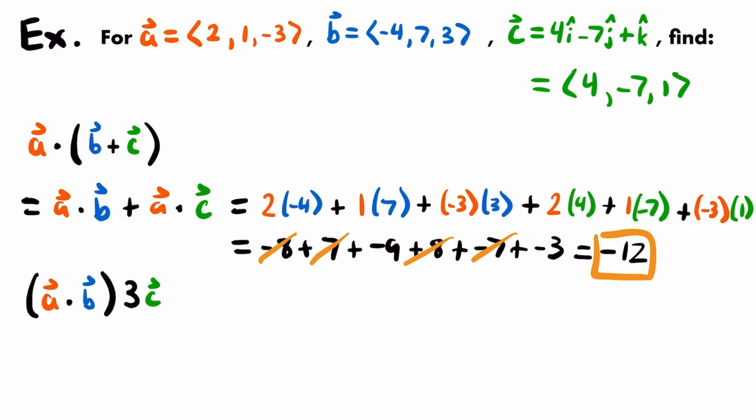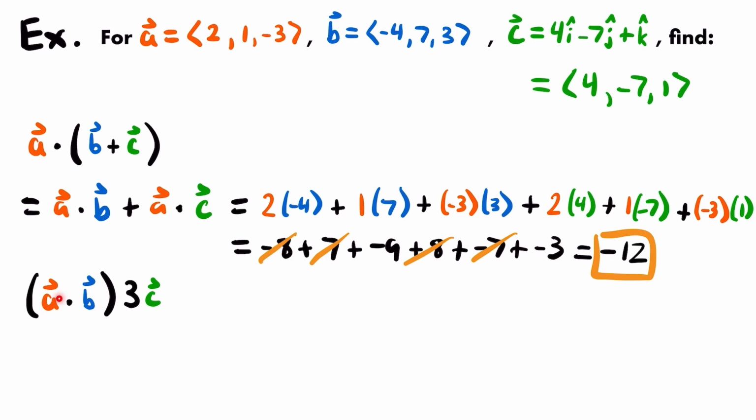Okay, now if you want to check to make sure that this property of the dot product that we used is true, you could go ahead and add vector B and vector C together, and then do the dot product with vector A, and you should get the same answer of negative 12. And so I would encourage you to try that to see that this property is true. But now that we found what this is equal to, let's move on to our second part here.